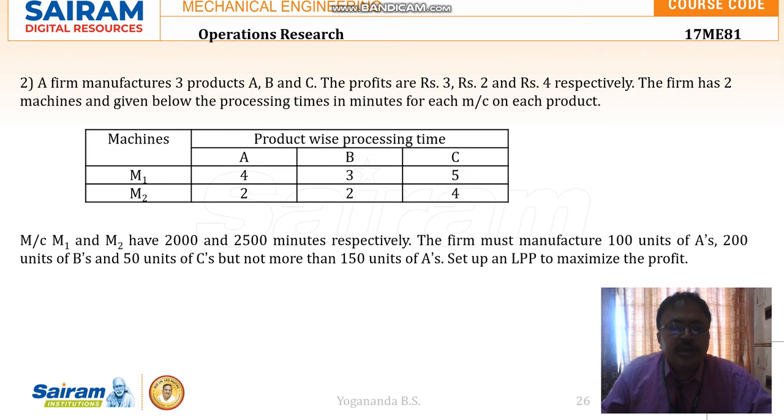Machines M1 and M2 have 2000 and 2500 minutes respectively. So that is the constraint. That is, the machine hours available on these two machines are restricted to these many minutes. The firm must manufacture 100 units of A's, 200 units of B's and 50 units of C's, but not more than 150 units of product A's. So these are the constraints. Set up an LPP to maximize the profit.